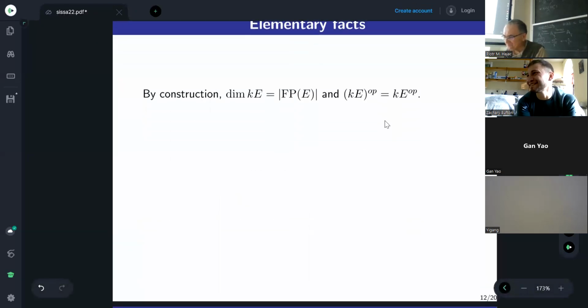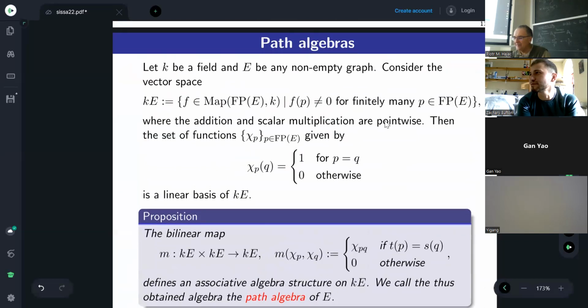Excellent. Okay, so by construction, the dimension of your path algebra is just the number of paths. That's it. Because we defined a linear basis. We labeled elements of a linear basis of this vector space by paths. So obviously the dimension is the number of elements in a basis.